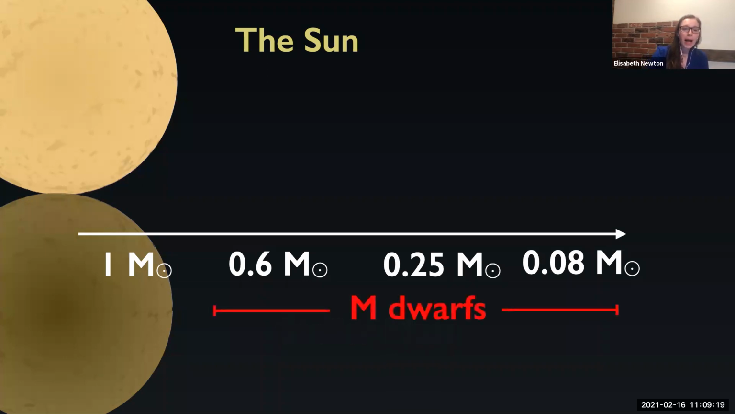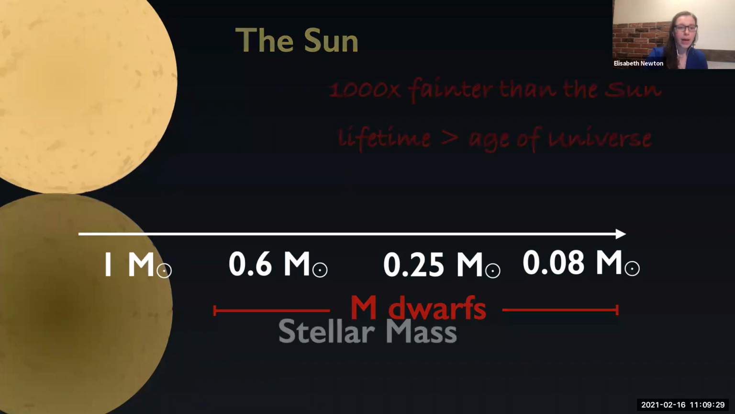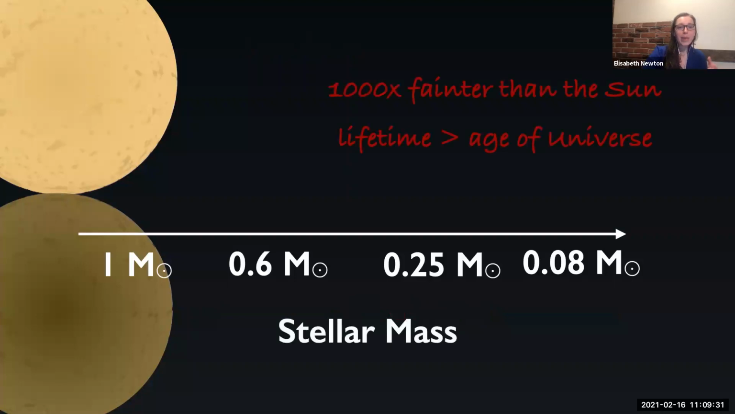So M-dwarfs span the range from about 0.6 solar masses down to the hydrogen burning limit at around 0.08 solar masses. So they span almost an order of magnitude in stellar mass. And to be fair, they are less spectacular than their higher mass companions. A middling M-dwarf is about 1,000 times less luminous than the sun, and it will persist on the hydrogen burning main sequence for longer than the age of the universe.